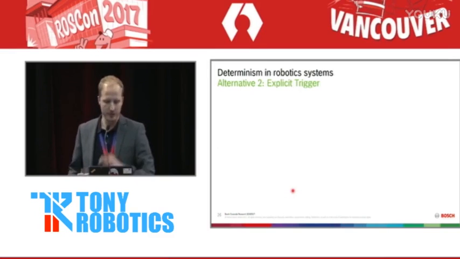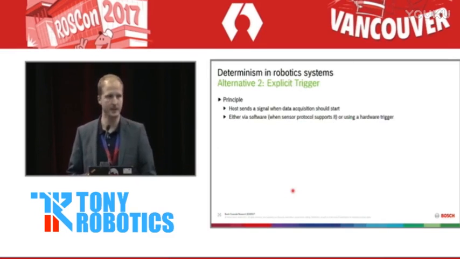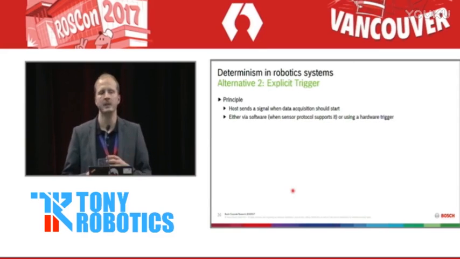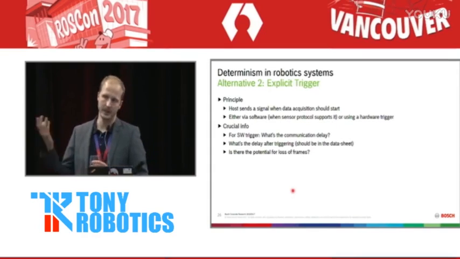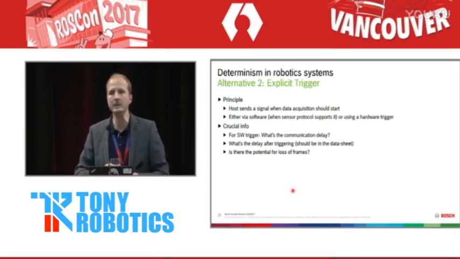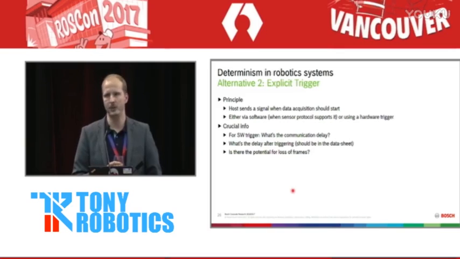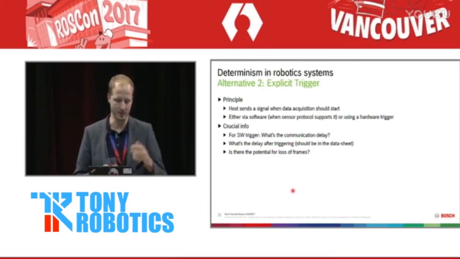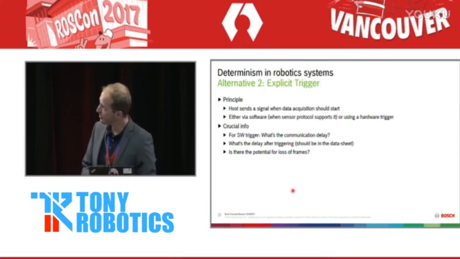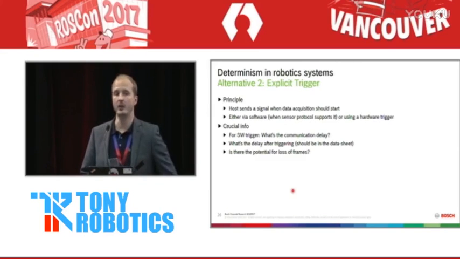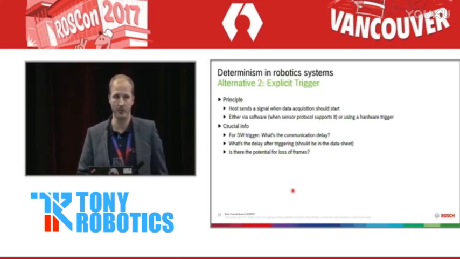An alternative approach is that you have a trigger. A trigger means that the host sends a signal to the sensor device when the acquisition should start. Many cameras, for example, can do this via software. For other devices, you may need to use a hardware trigger line. And again, if you have a software trigger, you need to know the communication delay. In the times of FireWire cameras, we knew that fairly exactly. In the times of gigabit Ethernet cameras, that's a bit harder to guess, but you can measure it again. And what you should also know is, particularly for high-rate sensors, if you don't use a real-time receiver thread, there's a big chance of lost messages, and you need to account for that also.